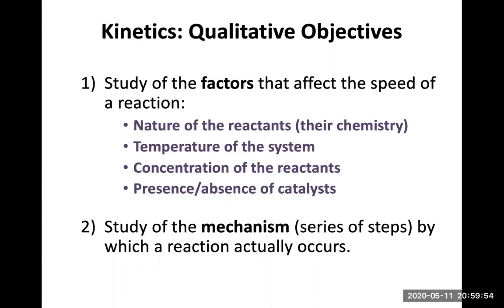So first of all, here are objectives for this chapter. These are the qualitative objectives. What we want to do first is understand what it is that causes a reaction to go faster or slower, what various variables, and here you can see a list. We want to have a list in our head so that we can predict the effect of changing these things on the chemical rate of reaction.